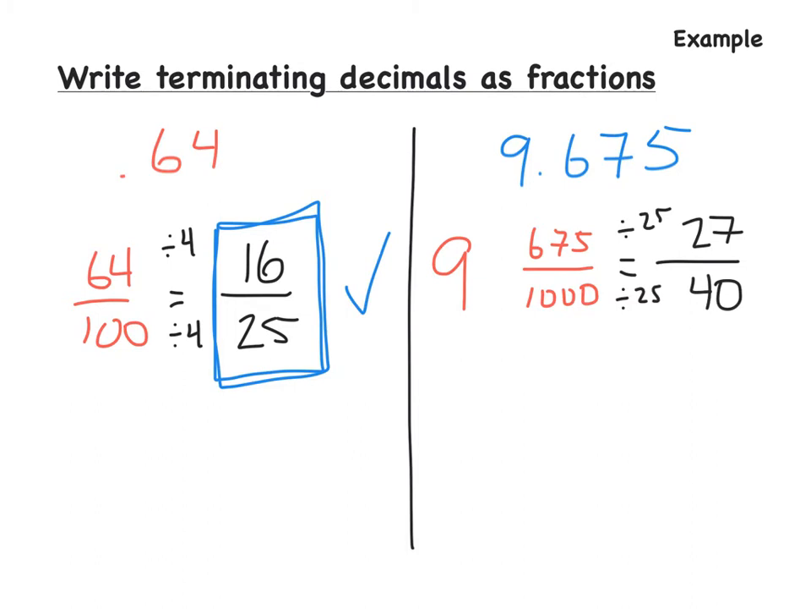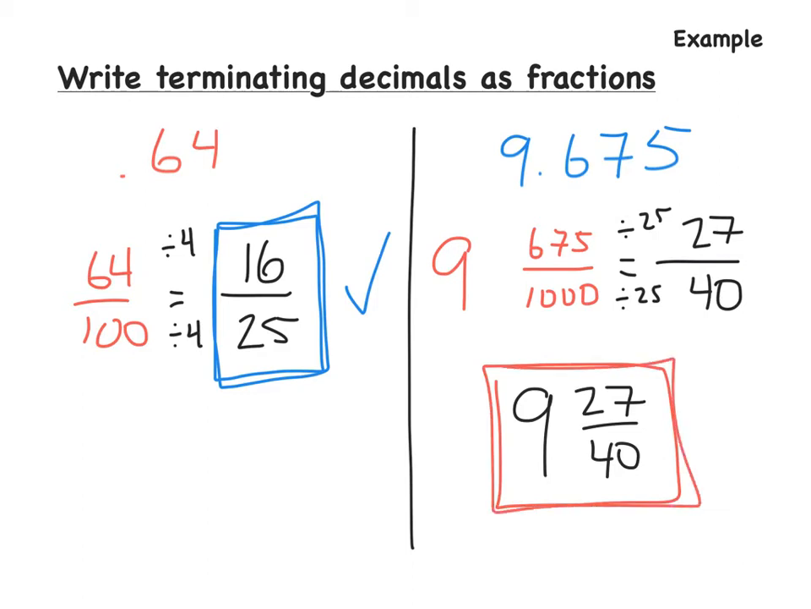Remember, 675 and 1000 are both divisible by 5, so you could just start whittling it down until you see that there's not another greatest common factor. But I now know that 27/40ths is the lowest that this can be reduced. So we still have our 9 off to the side, so we have to rewrite it as 9 and 27/40ths. So this is our final answer.